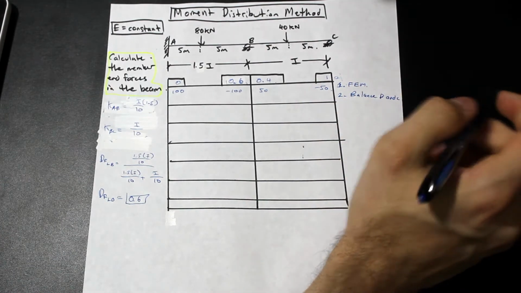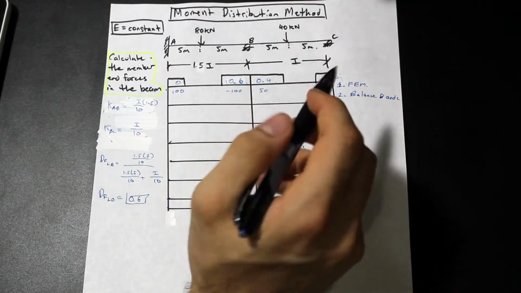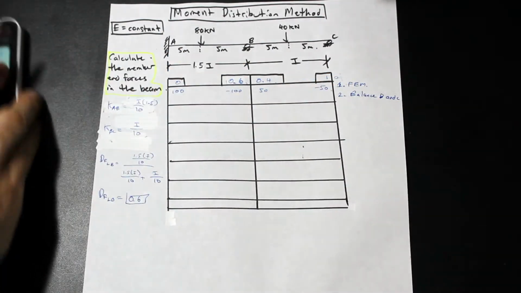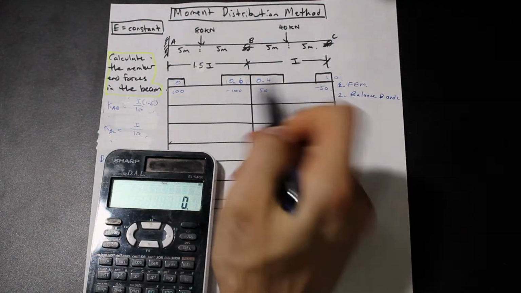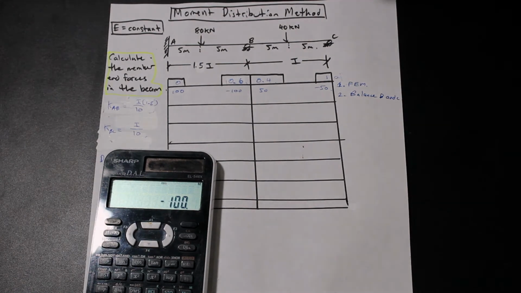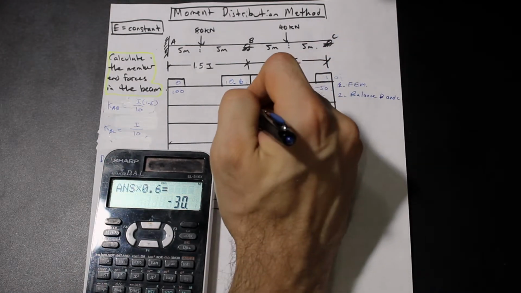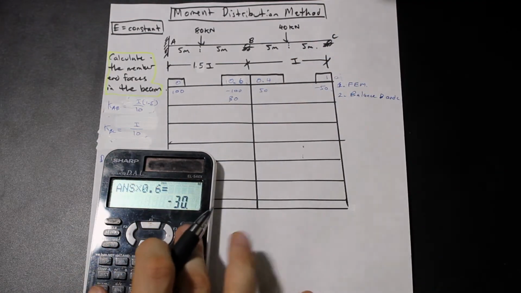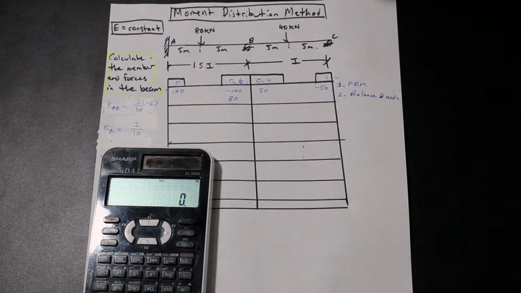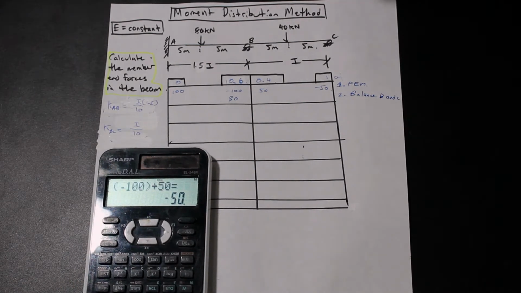Okay, so now what do we do? Well, if we remember from the question before, we're going to take the summation at the joint of the fixed end moments below it. So we have negative 100 plus 50, and we're going to multiply by the distribution factor on the left and then on the right. And when we do that, we're going to change the sign. Okay, so negative 100 plus 50 times 0.4, and then times negative 1.